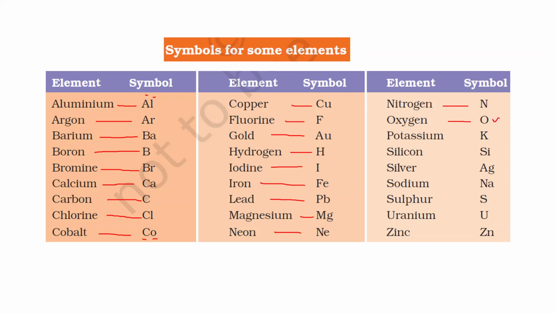This O is capital. Potassium, K. Potassium, not P. Potassium is K. Silicon, Si. Silver, Ag. Sodium is Na. Don't write sodium as S. Okay, S is for sulfur. For sodium, Na from natrium. Uranium, U. And zinc, Zn.